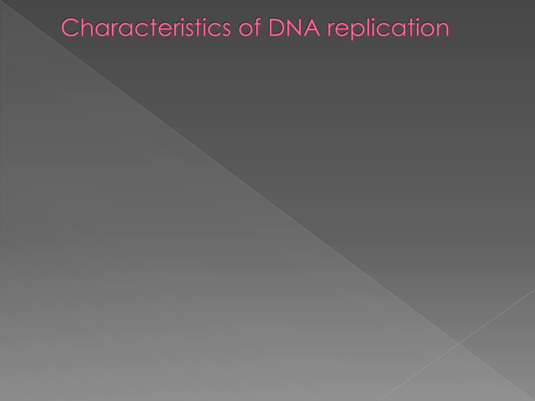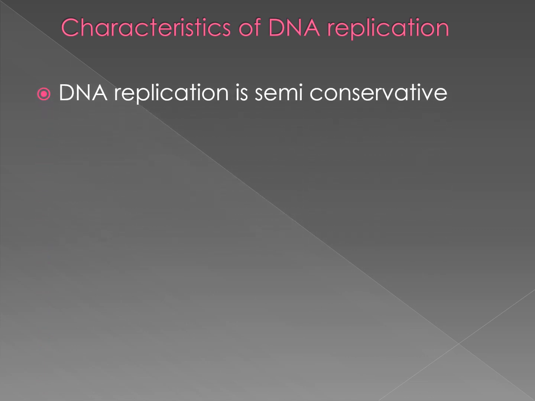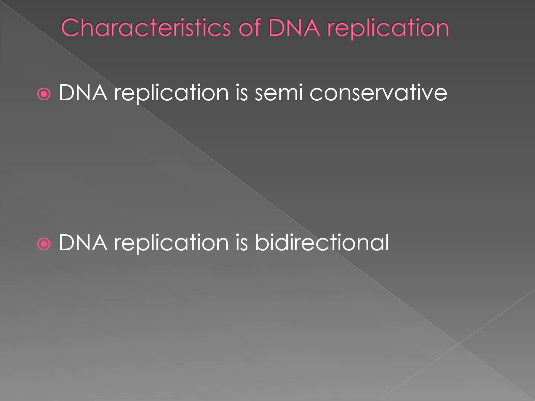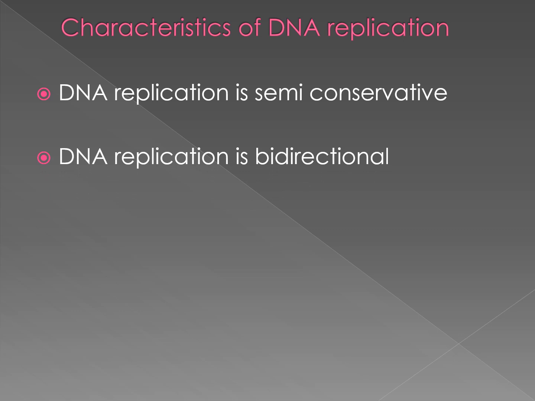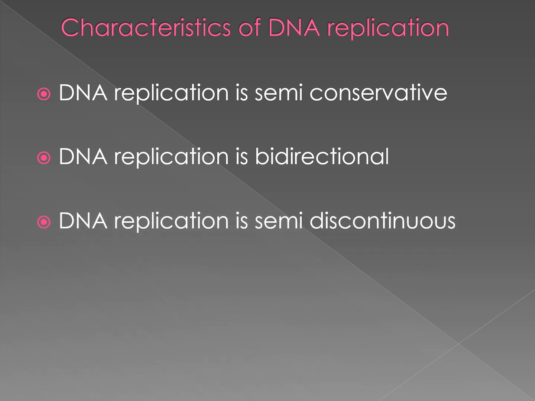Let us see the characteristics of DNA replication. Number 1, DNA replication is semi-conservative in nature, as we already said, one parental strand with one daughter strand. DNA replication is bidirectional, meaning from a single point it occurs in two directions. DNA replication is semi-discontinuous, which means one strand is continuously synthesized, whereas the other strand is synthesized discontinuously. Together, we call it a semi-discontinuous process.